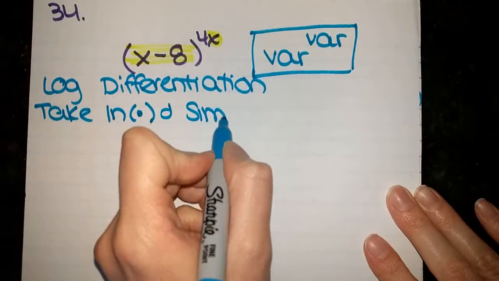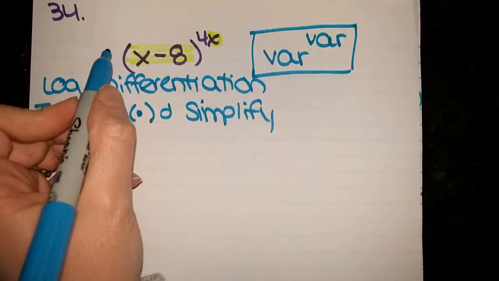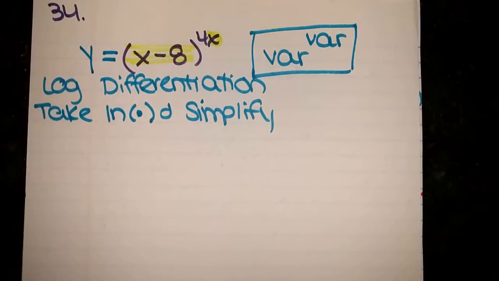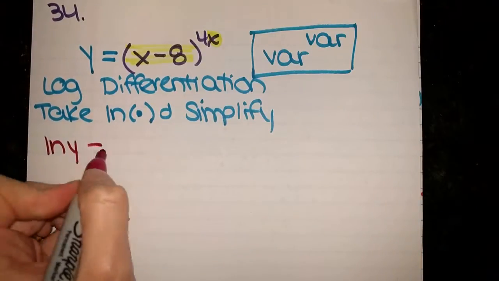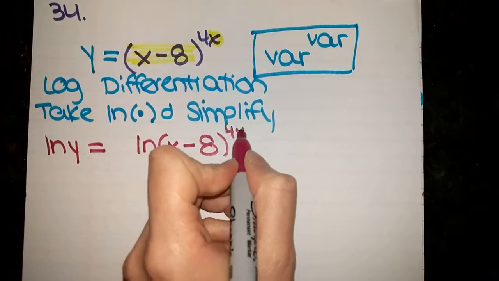So what you have to do is you first have to take the natural log of both sides and simplify. And what we do is, to have another side of the equation, we set this, of course, equal to y if it's not already there. All right, so we're going to take the natural log of both sides. We're going to have the natural log of y equals the natural log of x minus 8 to the 4x.